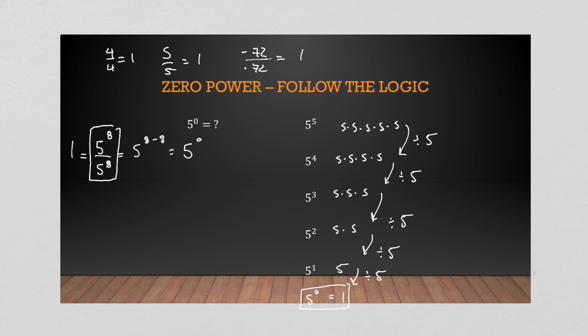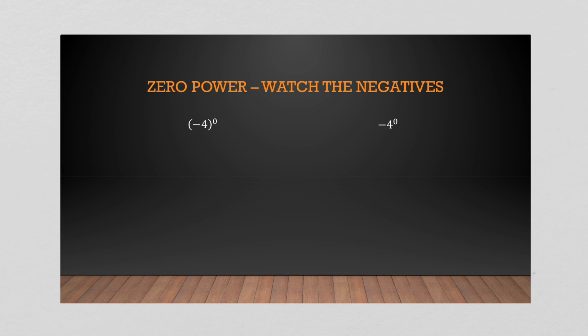And if you have things that are all equal to each other, you can erase any of them, and anything remaining will still be equal. So it means 5 to the power of 0 is still equal to 1. So anything to the power of 0 is equal to 1. Now, classic, watch out for those negatives. This is forever positive. Everything in the brackets is to the power of 0, so the answer is just 1.